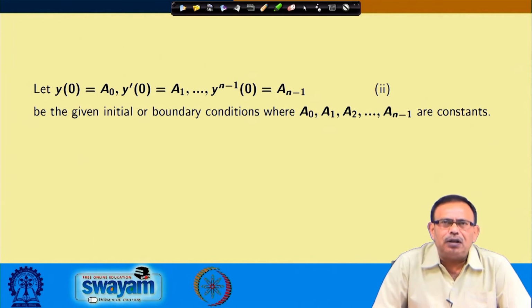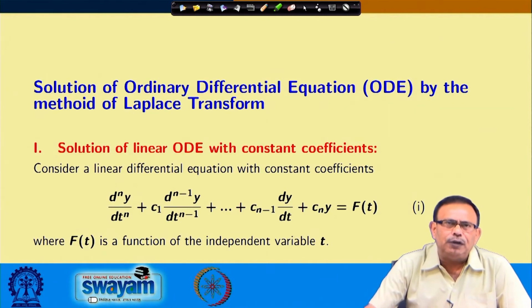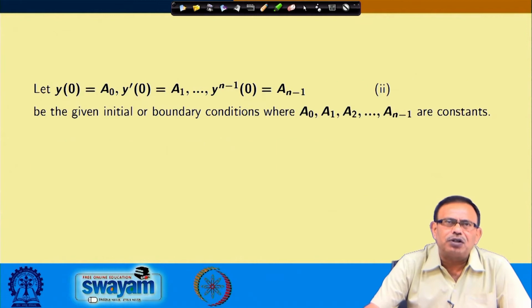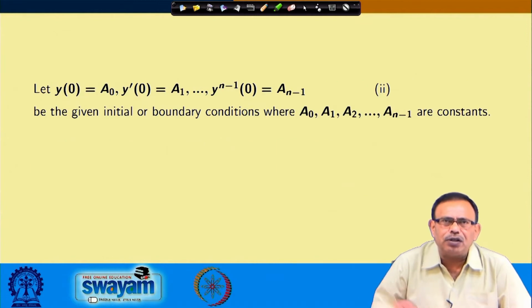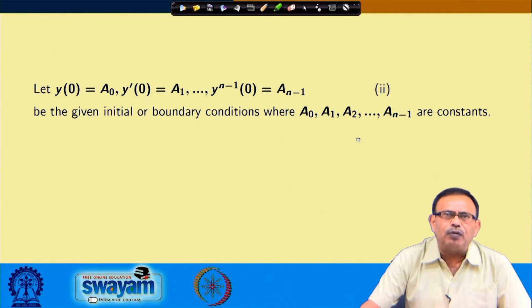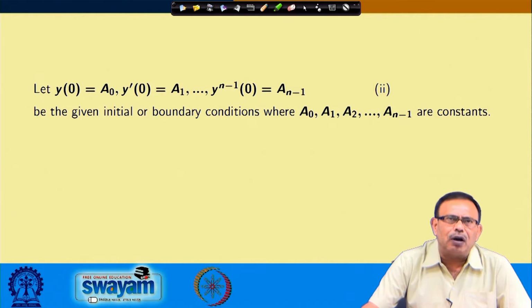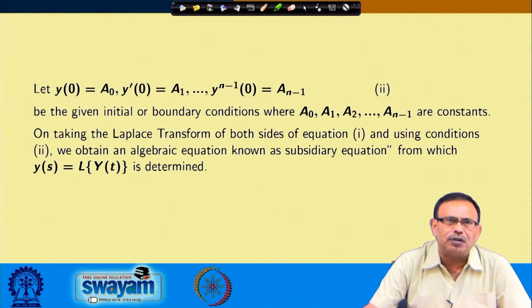So, effectively, if I have the power of n, that is d^n y/dt^n is coming, then the number of constants should be n minus 1. So, depending upon the value of n, n minus 1 number of constants will be appearing, and these n minus 1 initial or boundary conditions will be appearing, so that we can find out the values of those coefficients.